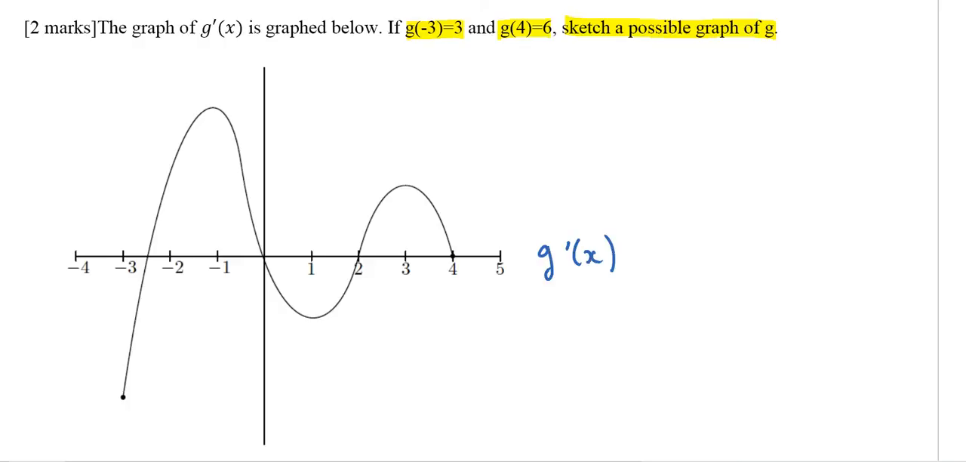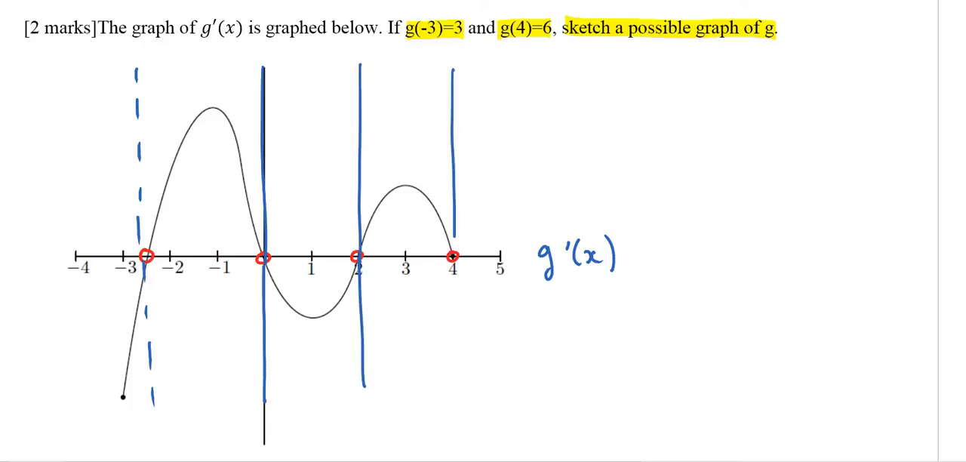Now when you're given the derivative, and you want to graph the original function, step number 1 is you want to find the x-intercepts. So find your x-intercepts, and what you want to do is draw a vertical line at those x-intercepts. Here we go, vertical lines and vertical lines.